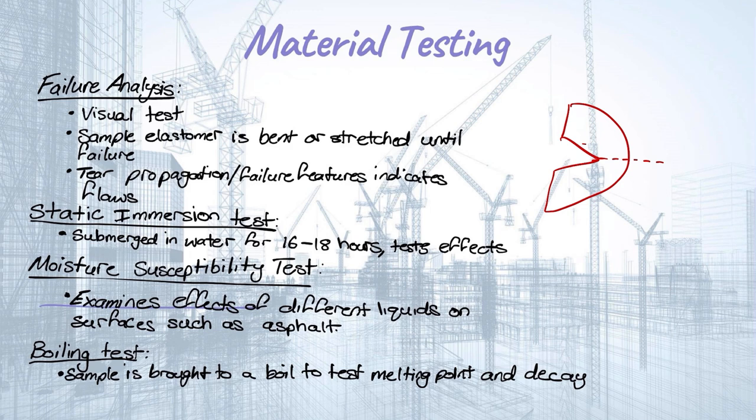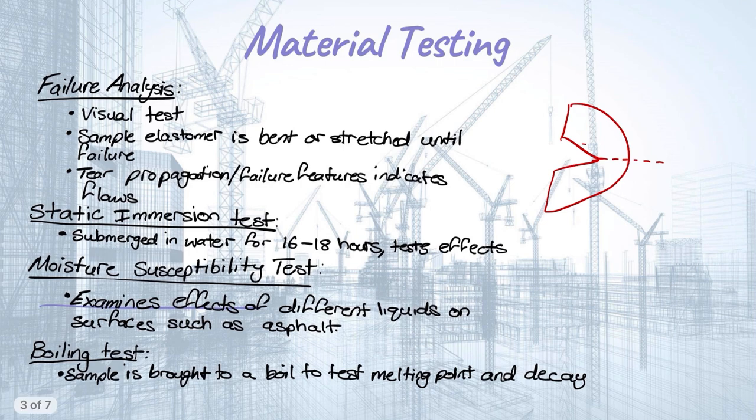Moisture susceptibility tests. So these examine the effects of different liquids on surfaces such as asphalt. So this may determine if you have an oil spill on a road, is the road going to become unusable or start to decay? If there's some sort of acid, let's say you've got a pool truck that has some chlorine on it, if the chlorine spills onto the asphalt, is the road going to be destroyed? That's what those tests entail.